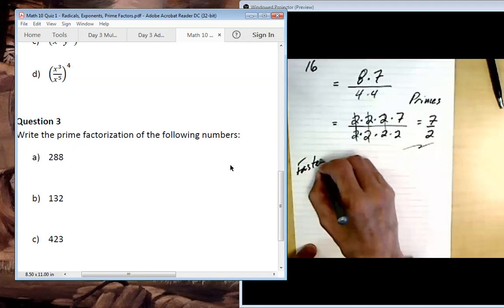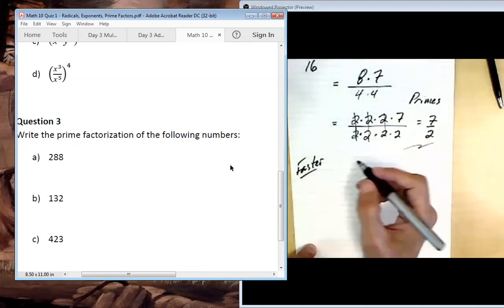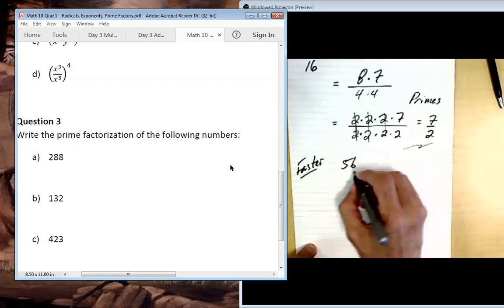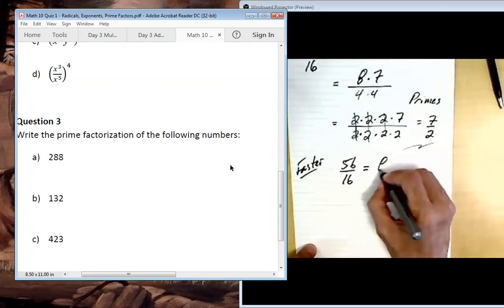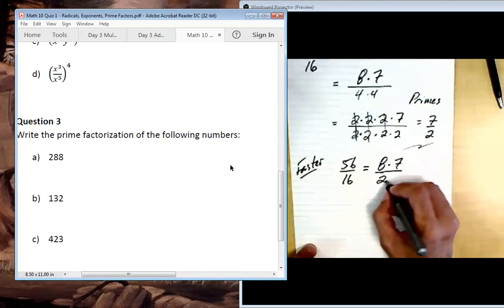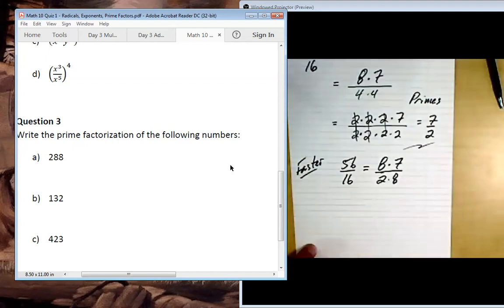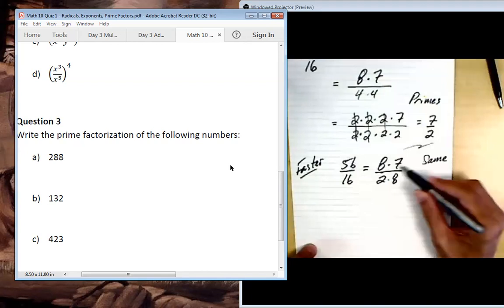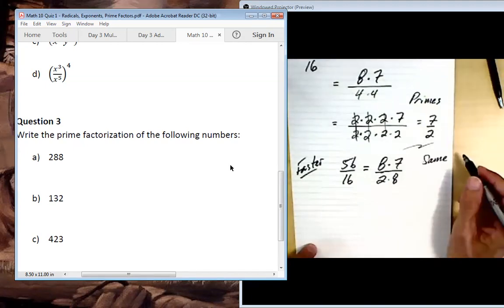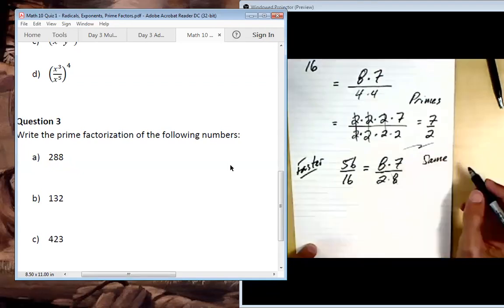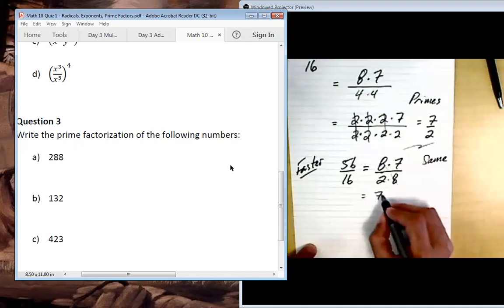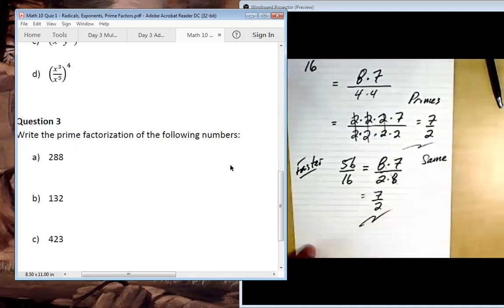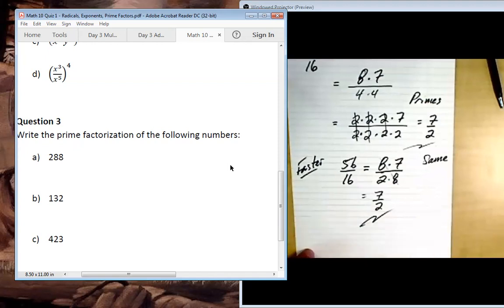Just like at the park. Hey, do you want to go faster? Here's how you can do it. 56 over 16. 8 times 7 or 7 times 8. 16 is 2 times 8. See? As soon as you get the same number on the top as on the bottom, then they can divide out with one another. All right, and what do you get? 7 over 2. Not bad, eh?